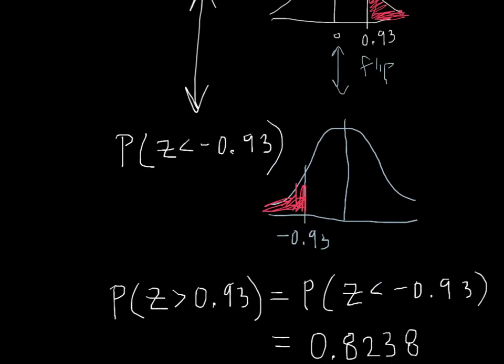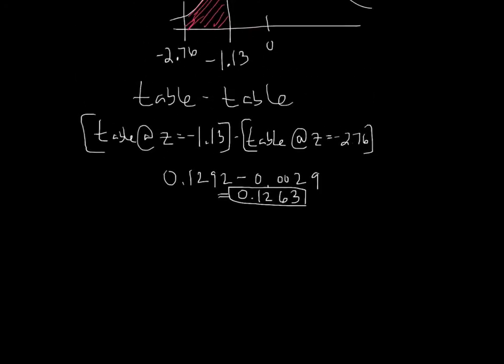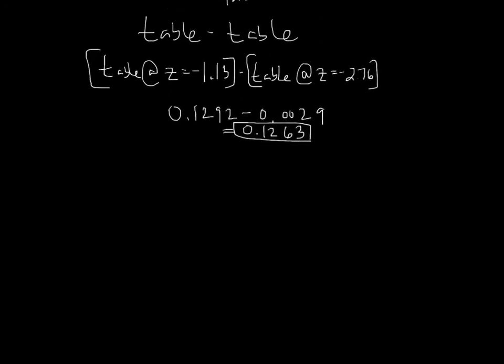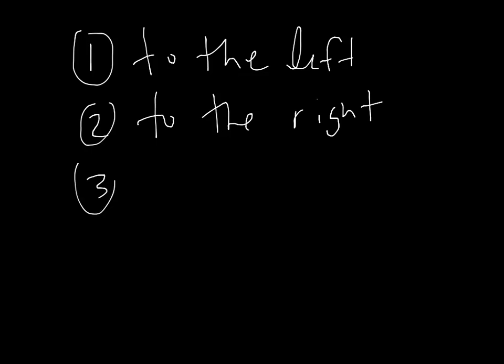And then the last situation we looked at was area between. And those are the three situations you'll face the rest of the way when dealing with the normal curve for the rest of the course, which we'll be dealing with over and over and over again. So there's really three areas you can find: to the left, to the right, and between.